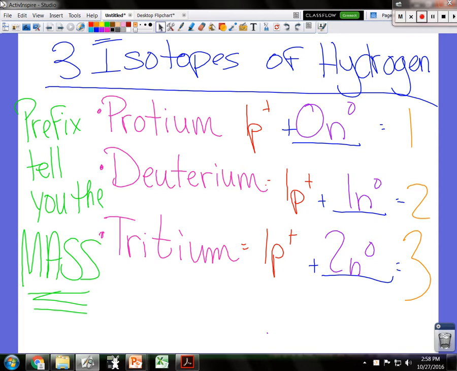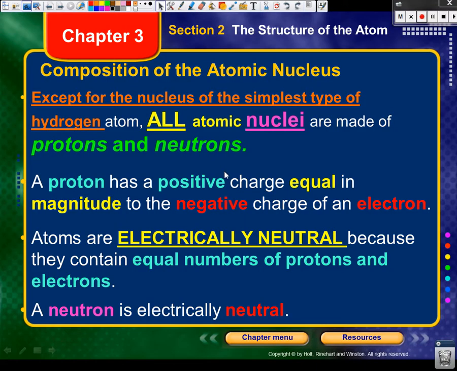All of them except for the simplest type of hydrogen have protons and neutrons. Who is the simplest type of hydrogen? Protium. I would write that down beside that. So, protium is essentially one proton. Okay? There are no neutrons. Protium is one proton, no neutrons. So everything else has some neutrons.